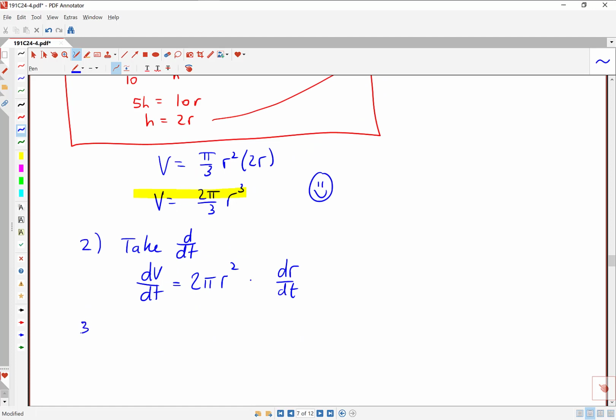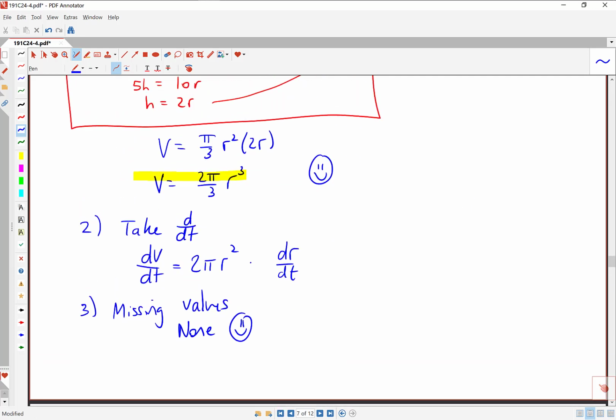Okay, then in step 3, we would ask if there are any missing values. The answer is that there are none. The main reason that there are no missing values is because we did that similar triangles process already in step 1. So no missing values to deal with, and then we can just solve. So we'll just do that over here. So solve the equation from step 2.